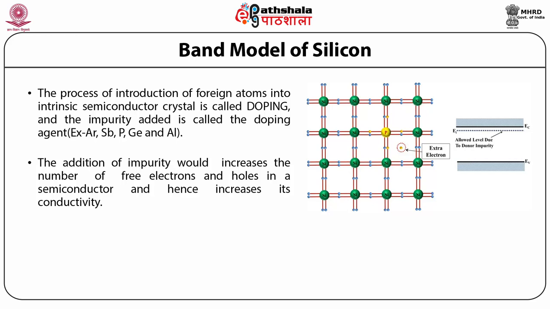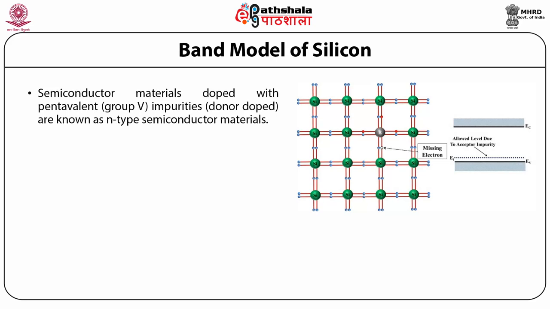Impurities introduced in this way are called dopants, and the built-in foreign atom is called a donor atom because it has donated an electron to the crystal. Such semiconductor materials which are doped with pentavalent or group 5 impurities, or donor doped, are known as N-type semiconductor materials. This donor atom more or less presents the crystal lattice with one free electron.